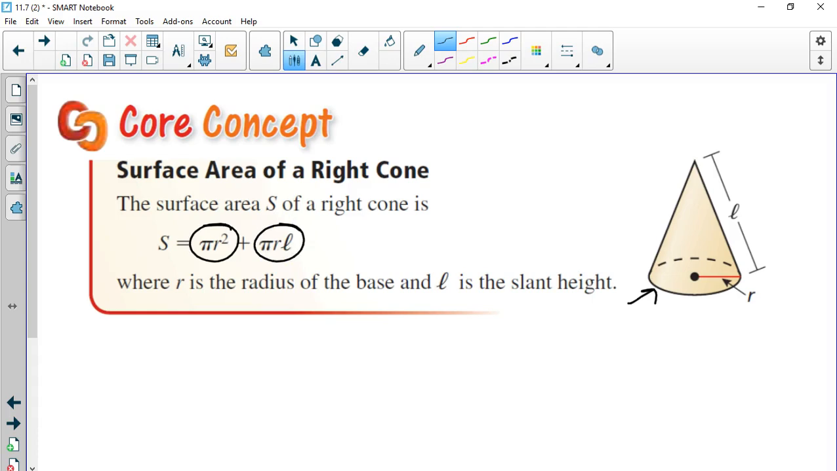Pi rl is this part right here. So here's my pi r squared, and here's my pi rl. And that's the rest of the cone. Okay? If you think about a waffle cone, the whole top is a circle, where there's actually nothing there, but the waffle itself is the pi rl. Now, r is obviously the radius. What's this l? It's the slant height right here. We've been talking about the true height down to the bottom, but this is the slant height.